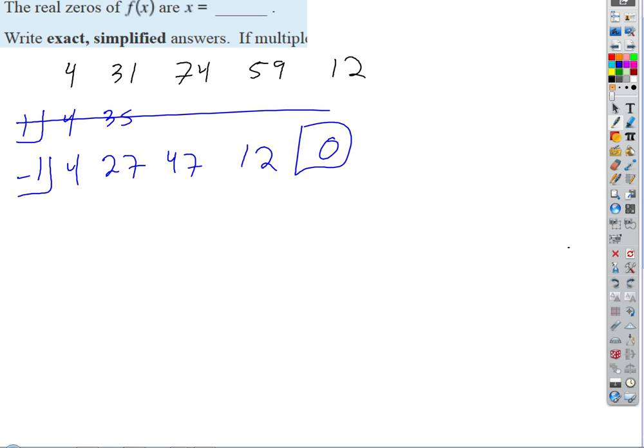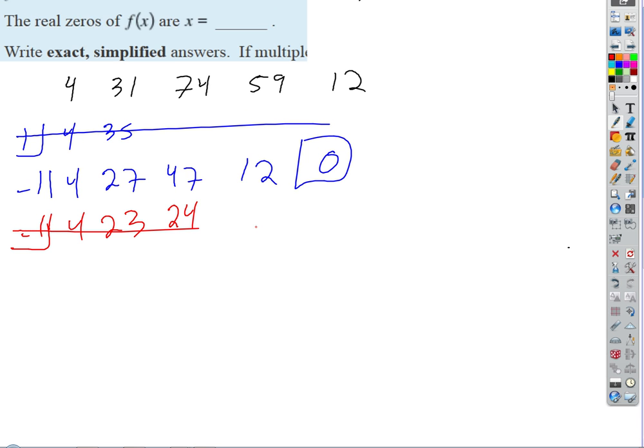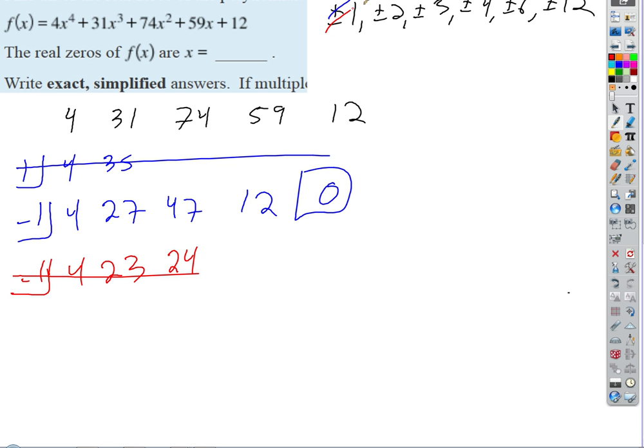Okay, so let's try -1 again. We'll change colors, how about? Because we already got 1. Let's try -1. Bring the 4 down. -1 times 4. So what's this going to give us? 23? -23. So that's going to be what? 24? That's not going to work, is it? It's close, but it didn't work. So we can now cross -1 off the list.